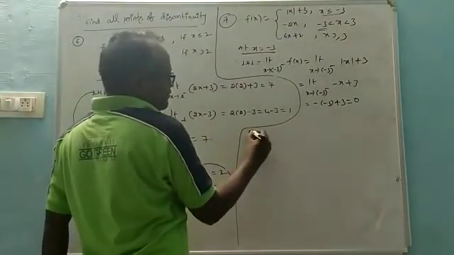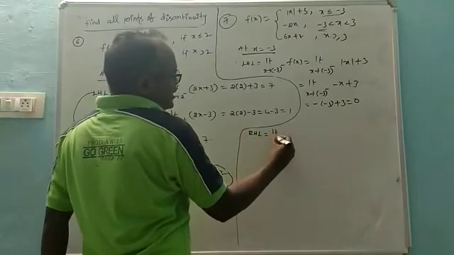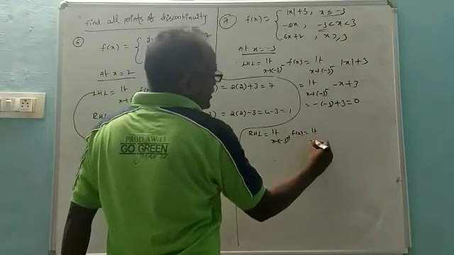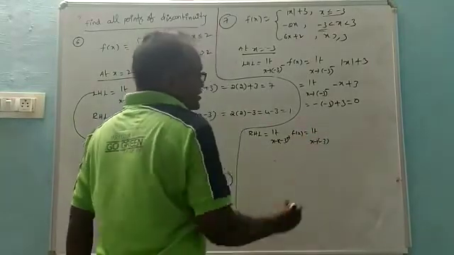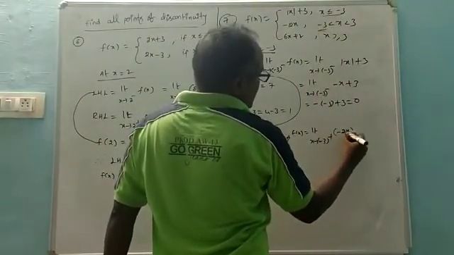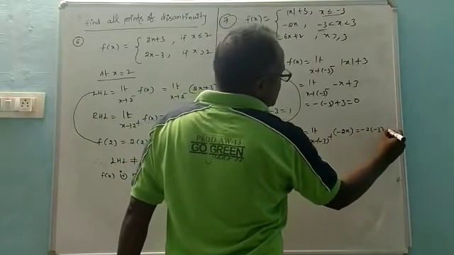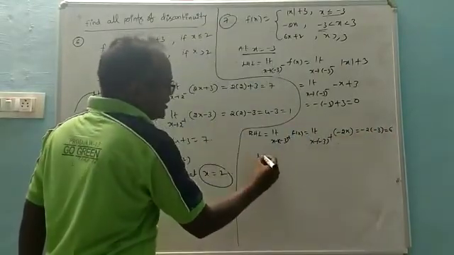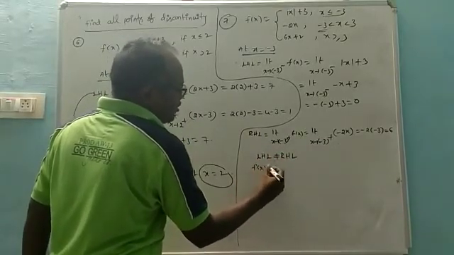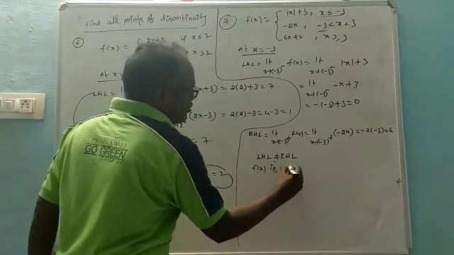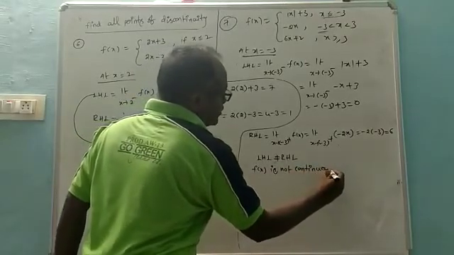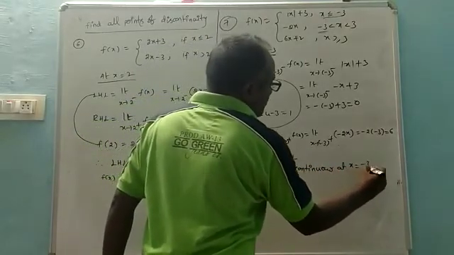Next, what about the right hand limit? Right hand limit means limit x tends to minus 3 plus of f of x. What about f of x? Greater than means minus 2x, so minus 2 into minus 3, that is 6. Left hand limit is not equal to right hand limit. So therefore f of x is not continuous at x is equal to minus 3.